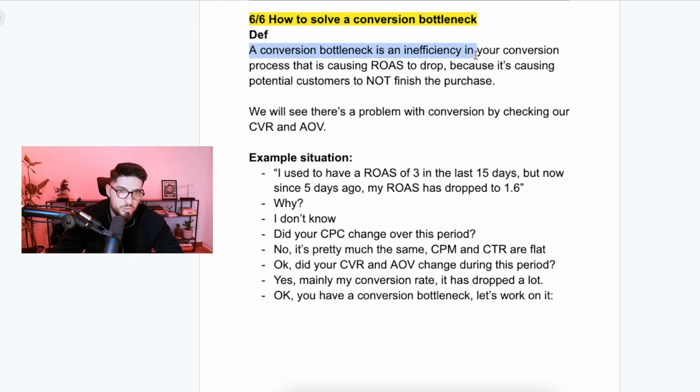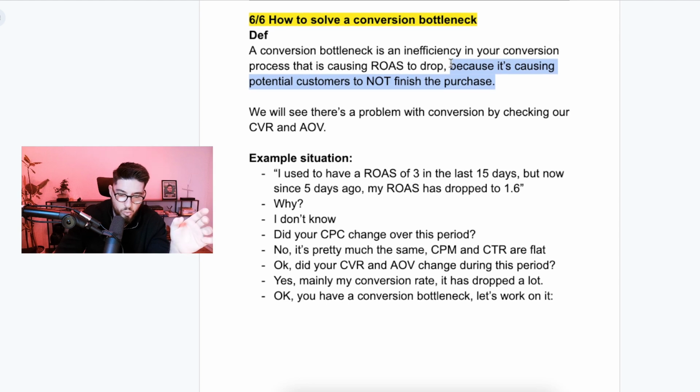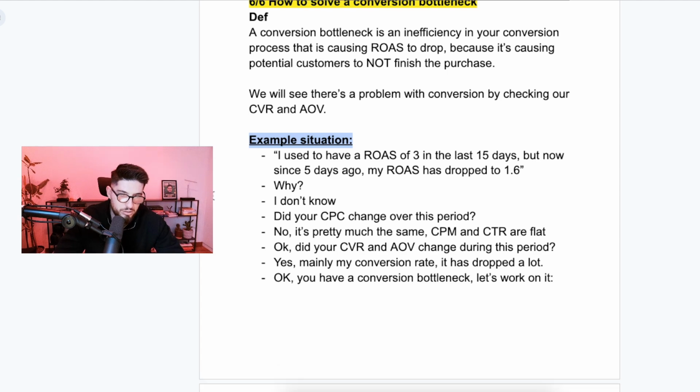As a definition, a conversion bottleneck is an inefficiency in your conversion process. So basically the website, your store, Shopify, is causing ROAS to drop because it's causing potential customers to not finish a purchase. So when the CPC is amazing and the problem is in the conversion rate, in the conversion process, we ask ourselves, why are people not buying, or why are they spending so little money that I'm not profitable in the ads? We see that we have a problem with conversion by checking our conversion rate and AOV.